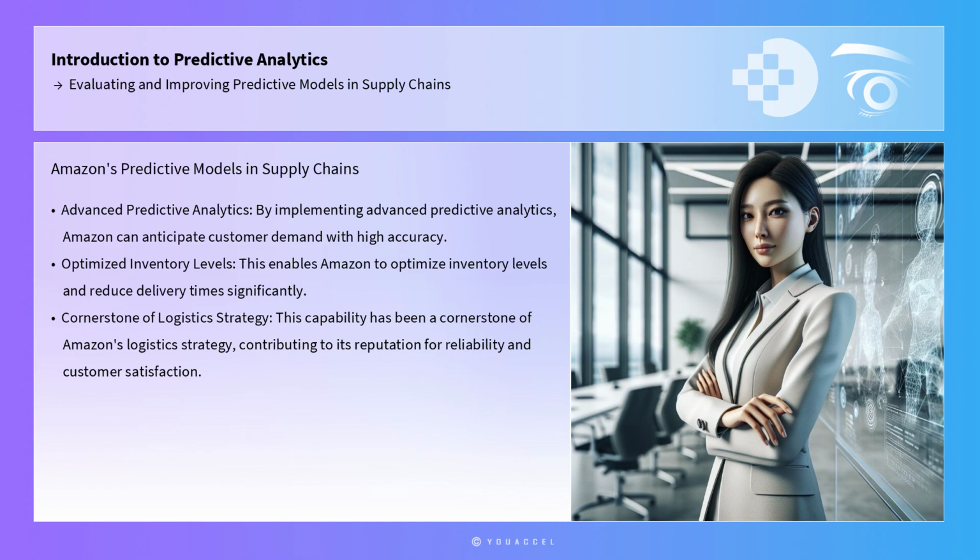A case study exemplifying the application of predictive models in supply chains is the transformation undertaken by Amazon. By implementing advanced predictive analytics, Amazon can anticipate customer demand with high accuracy, enabling it to optimize inventory levels and reduce delivery times significantly. This capability has been a cornerstone of Amazon's logistics strategy, contributing to its reputation for reliability and customer satisfaction.